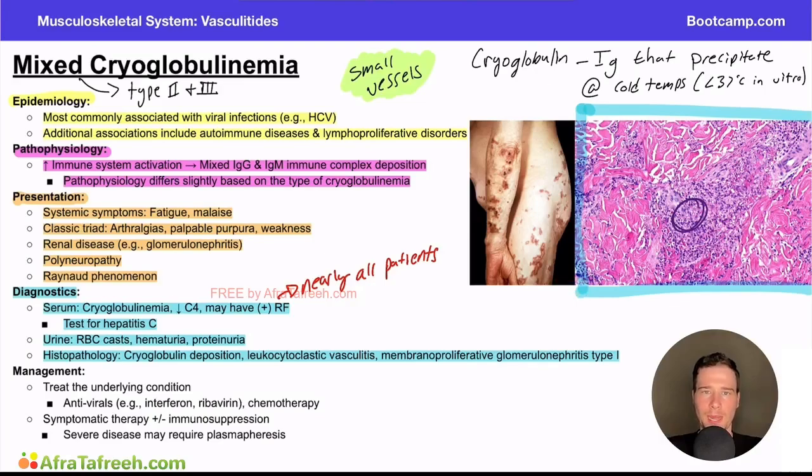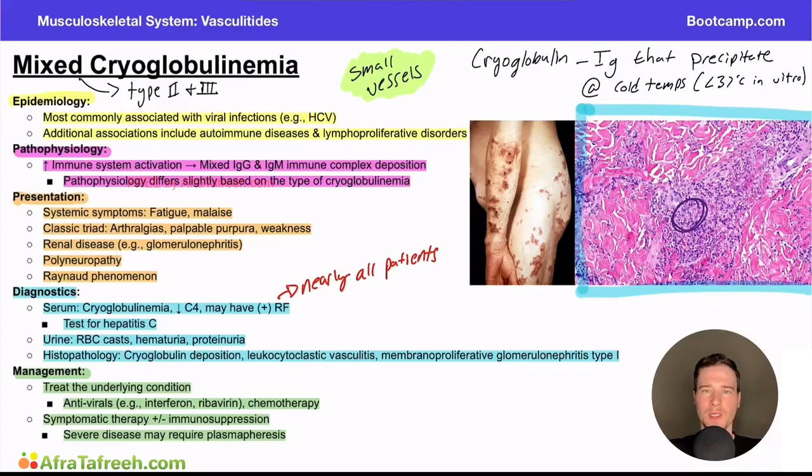Now, when we think about the management here, we're really going to need to treat the underlying condition for these patients. Again, it gets back to the fact that patients often have an underlying viral infection. So they might need antivirals. This can include things like interferon, ribavirin, or even chemotherapy. A lot of the treatment has to do with the patient's severity of the symptoms. So it's possible that they might need additional things, including immunosuppression, depending on how symptomatic they are. Severe disease may also require plasmapheresis. So again, it may start out with just treating the underlying condition, but as cases get more and more severe, treatment becomes a little bit more intense as well.